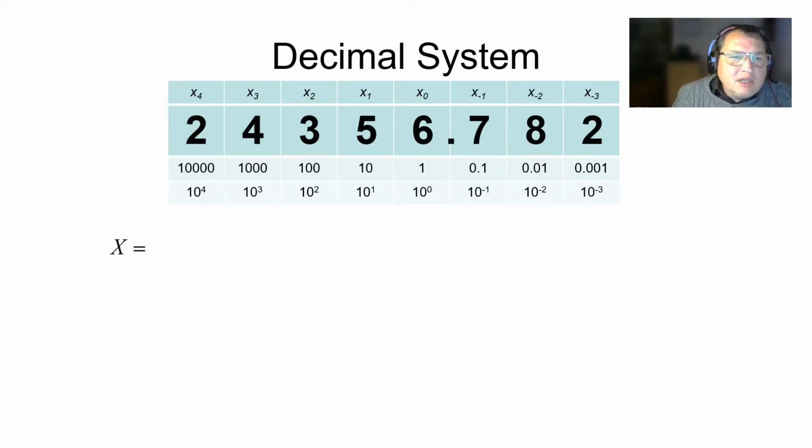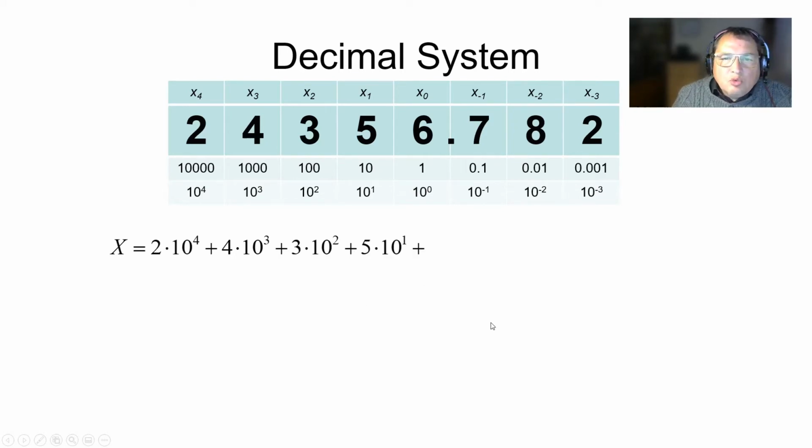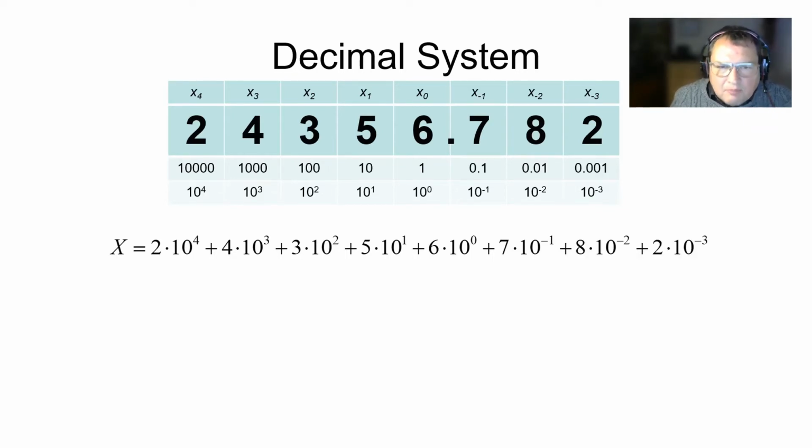The first digit is 2, and its weight is 10 to the power 4. So we have 2 times 10 to the power 4, plus the second digit, 4 times 10 to the power 3. Then 3 times 10 to the power 2, 5 times 10 to the power 1, 6 times 10 to the power 0, 7 times 10 to the power minus 1, 8 times 10 to the power minus 2, 2 times 10 to the power minus 3.